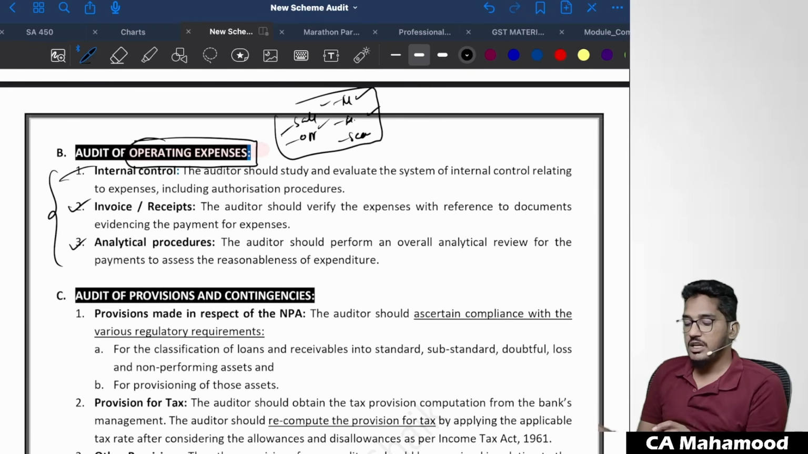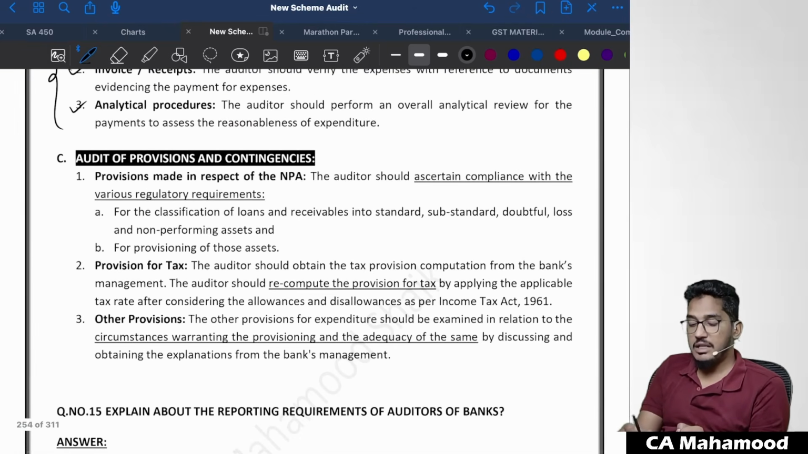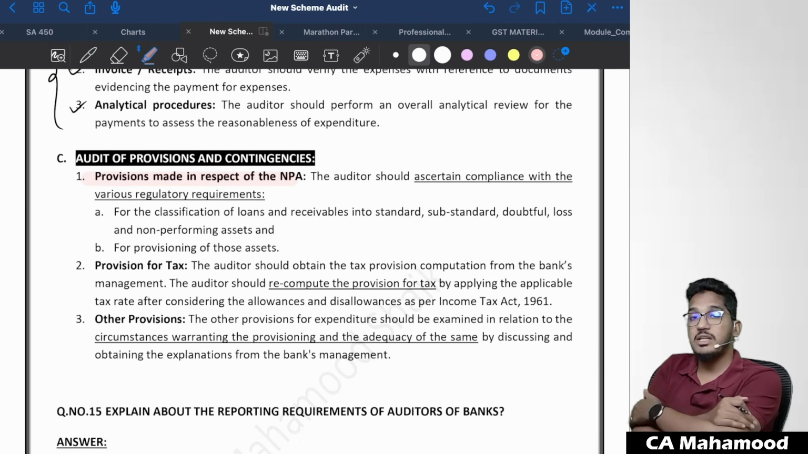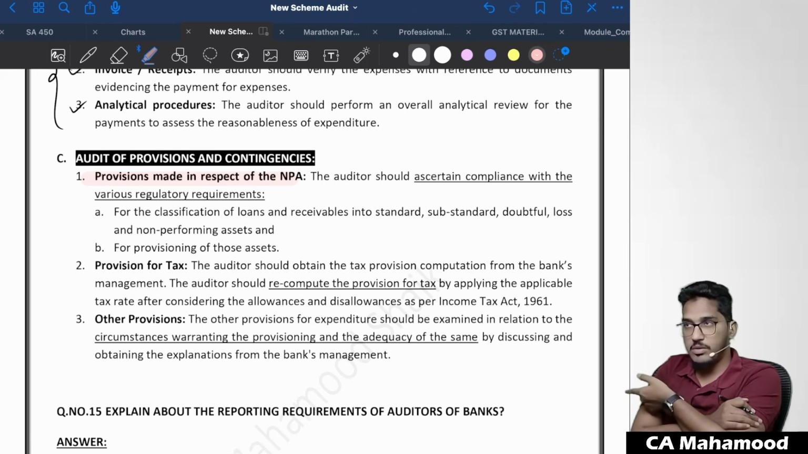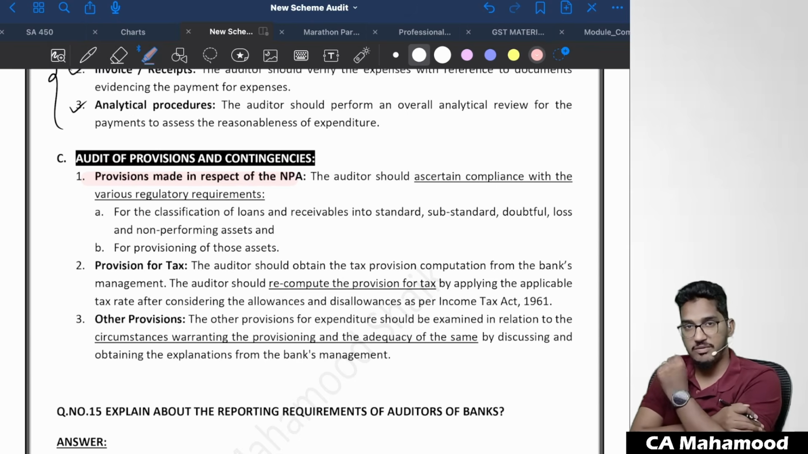Apart from that, the next major expense in the case of banks will be provisions. In that, the main provision will be provision in respect of NPAs. Banks are required to make provisions in respect of NPAs. So we need to check first whether asset classification has been done correctly, and for each asset classification, the rate of provision is also given under the Banking Regulation Act. We also need to check whether for each category of asset, the rate of provision is as prescribed by the RBI rules and regulations. These two things we have to check.